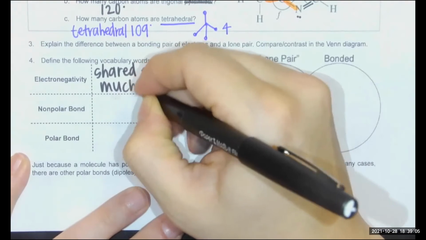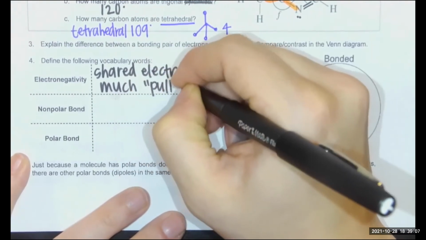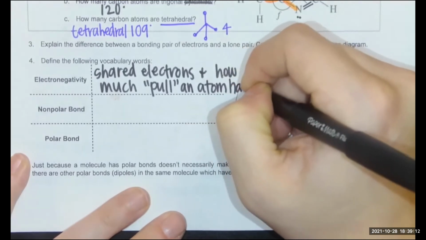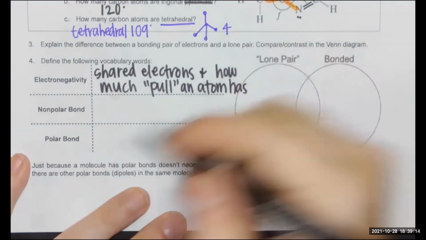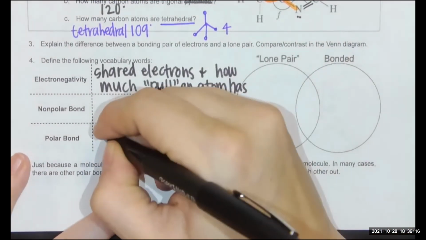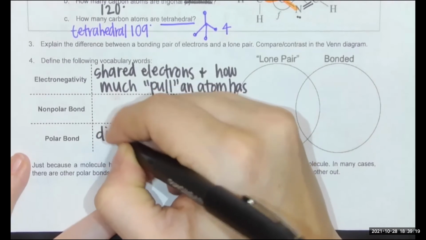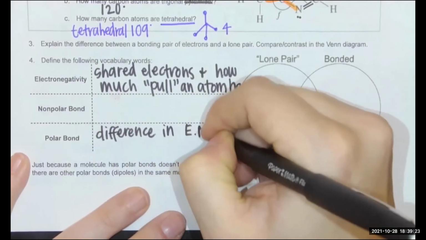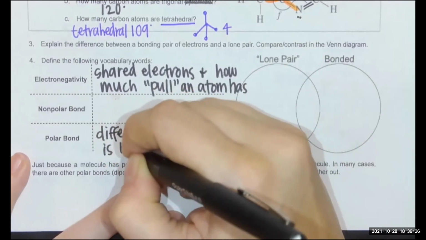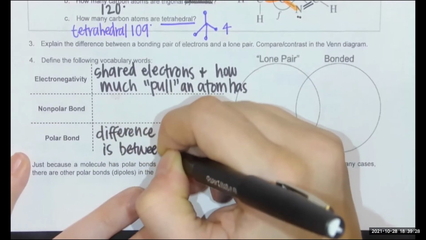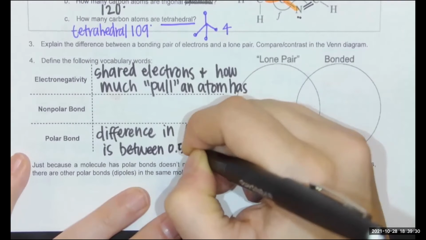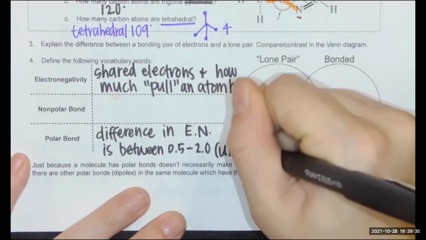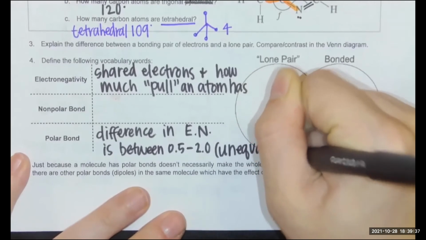Shared electrons and how much pull an atom has on those shared electrons. A polar bond is when the difference in electronegativity is between 0.5 and 2.0. It just means that they're sharing unequally.